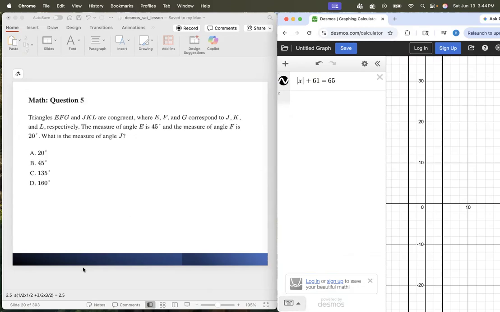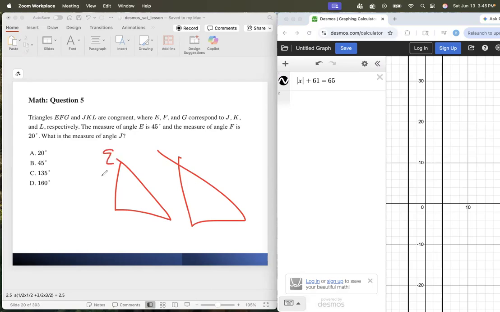Question 5. The triangles are congruent to each other. That means the angles and the sides are the same, where EFG corresponds to JKL, right? This is something that when you hear it, you tell yourself, okay, I have triangles like that. They're congruent to each other. E, F, G and J, K, L are congruent to each other, respectively. The measure of E is 45.